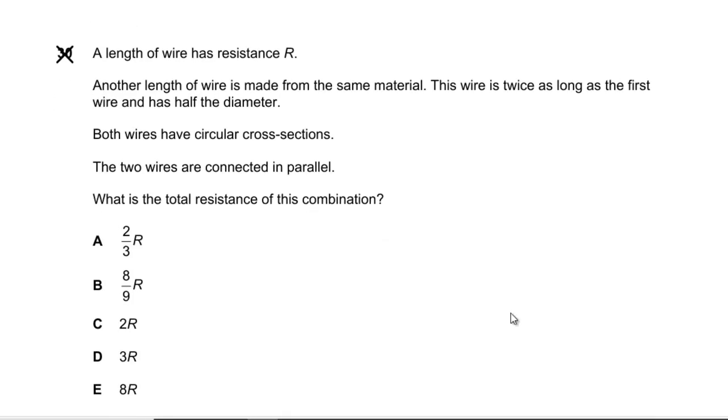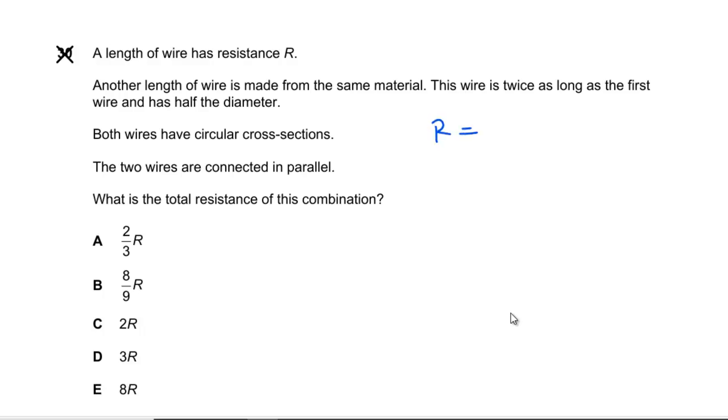Length of wire, resistance R. Another length of wire made from the same material is twice as long and half the diameter. Both wires have circular cross sections. The 2 wires are connected in parallel. What's the total resistance of these 2 wires in combination?